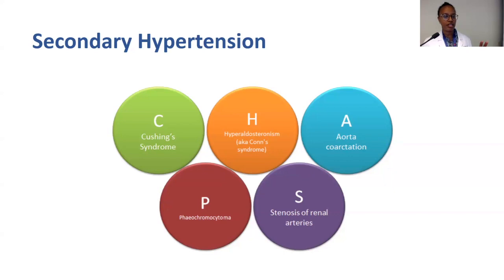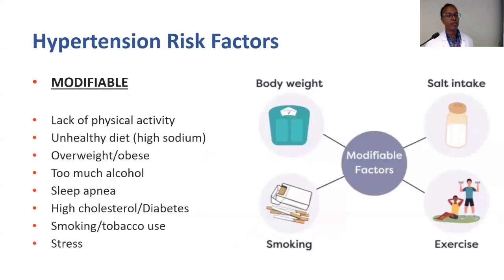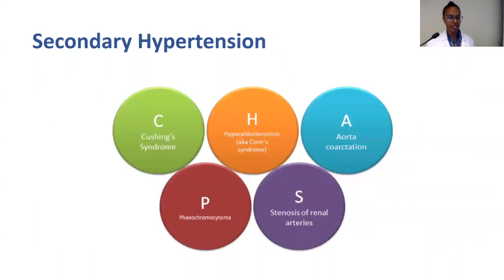And that's why the secondary hypertension name is used, as opposed to the primary hypertension, which is, outside of these reasons, you have elevated high blood pressure because you have these non-modifiable and modifiable risk factors.